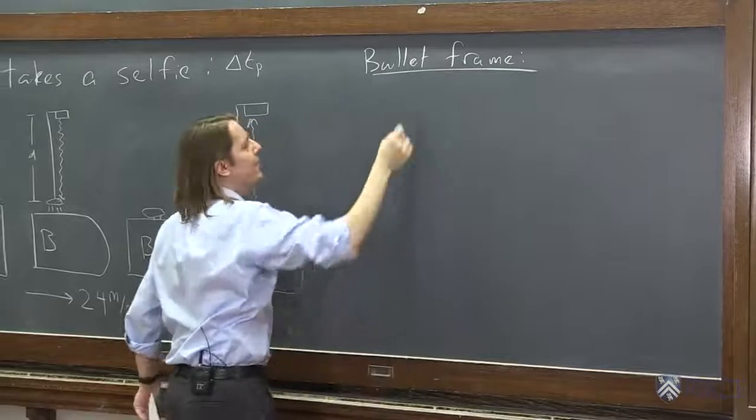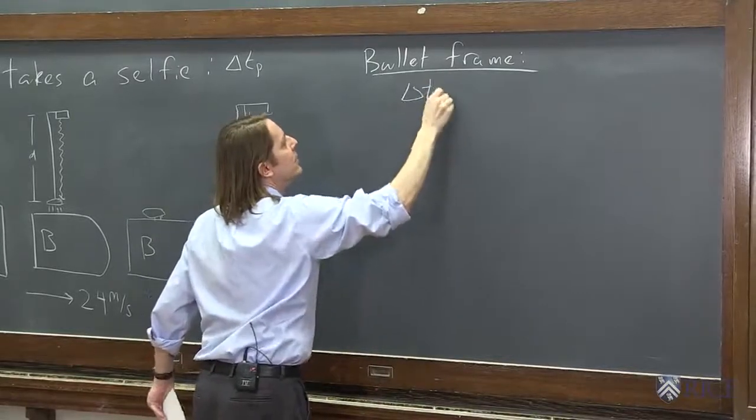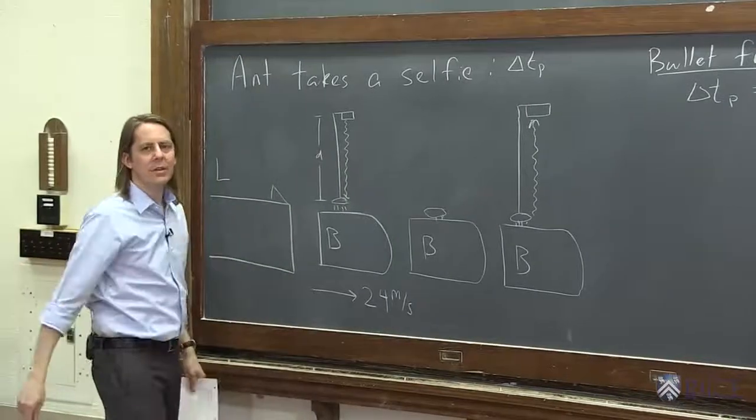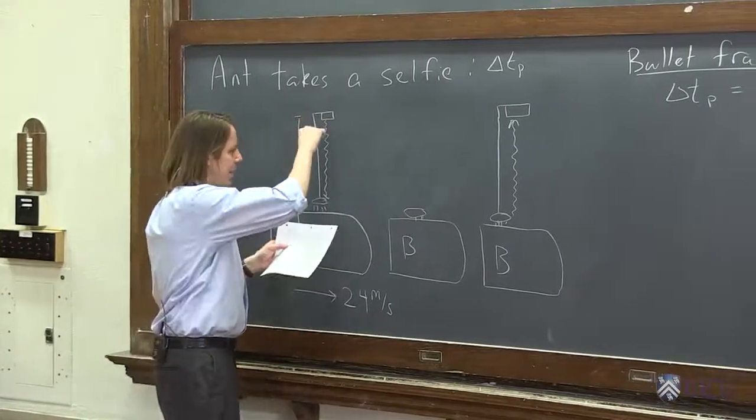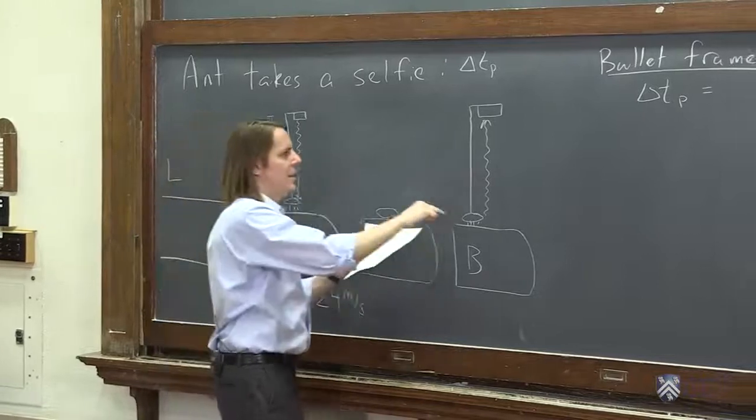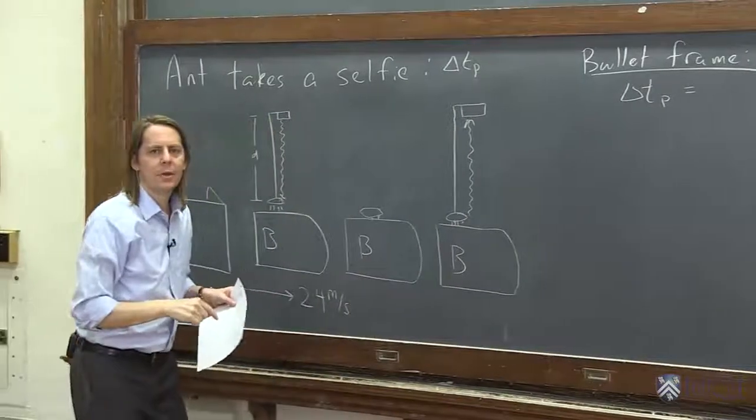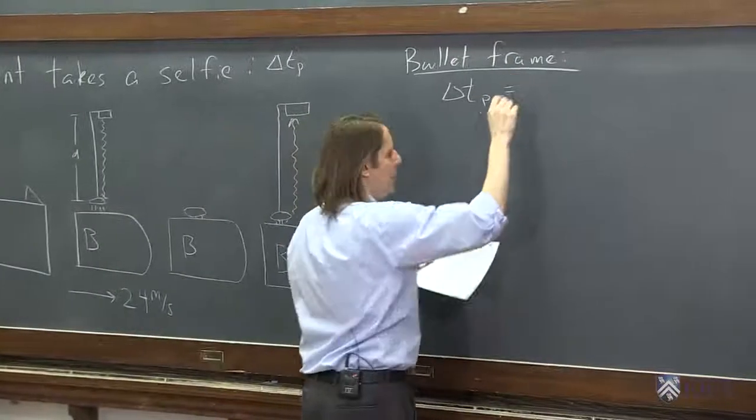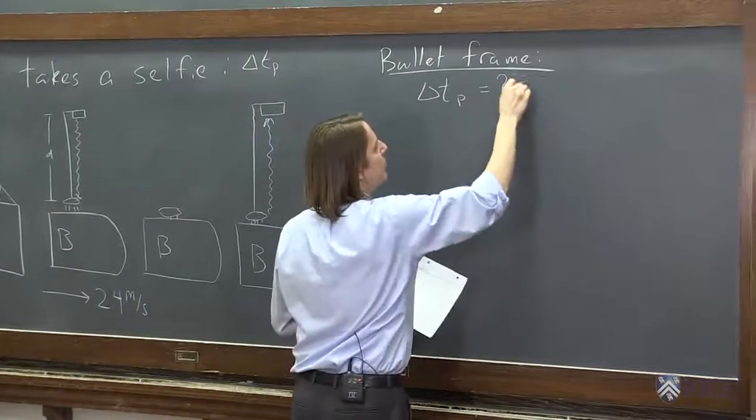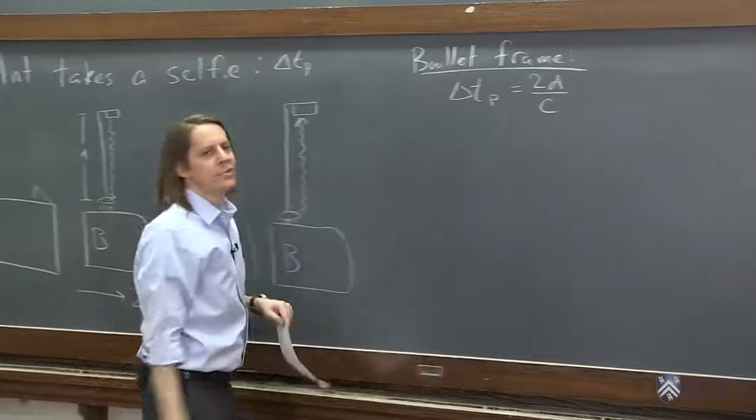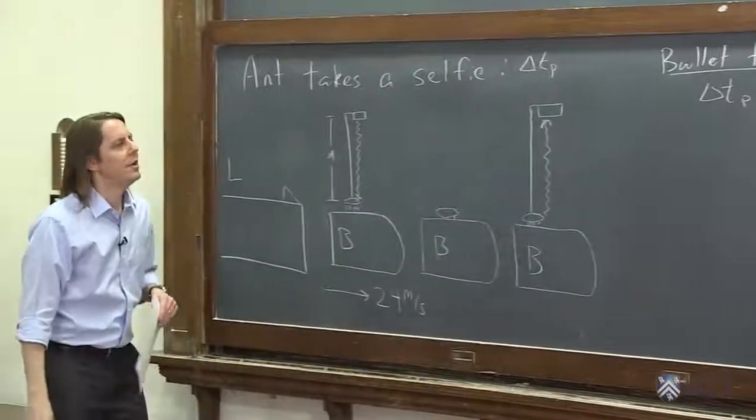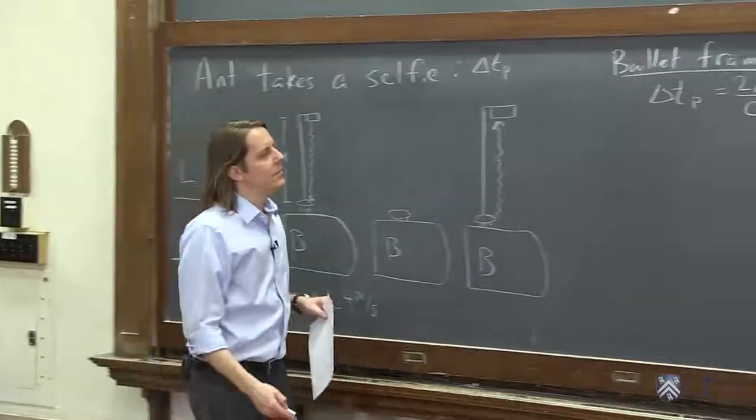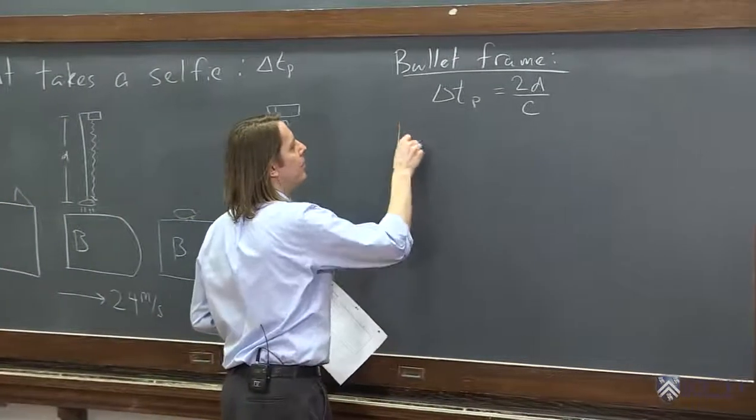So in the bullet frame, delta t, and again, I'll put a p on it, in the bullet frame is what? Well, it's just d equals vt. In this frame, I was just sitting here, it went down d, and it went back up d. So in this case, the total distance is 2d. So it's 2d divided by c, where c is the speed of light, 3 times 10 to the 8 meters per second. So that was easy.